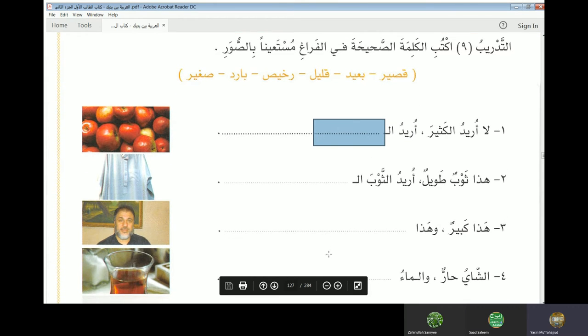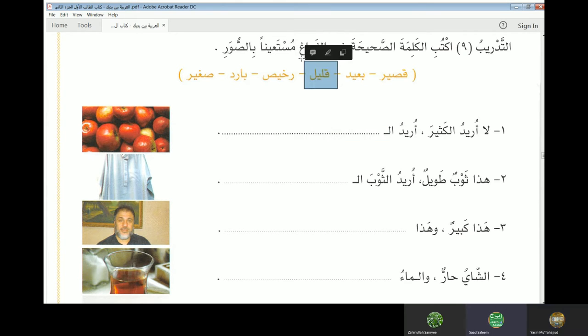La Uridu? Okay. Correct. La Uridu. Uridu illa al-kalila. Oh, is it a little? You want a little? Yes, I don't want much, I want little. Okay, I don't want much. I want a little. Okay.